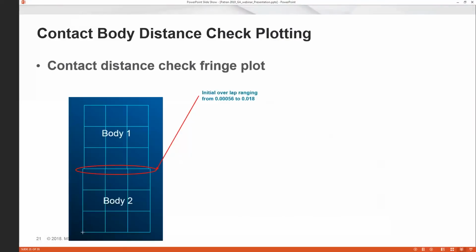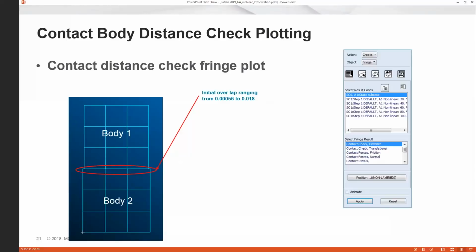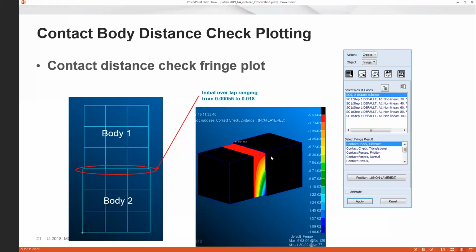Next is the contact body distance check plotting. So you can plot this using fringe plot. So for example here, we have the initial overlap ranging from 5.6e-4 to 1.8e-2. And you can go to create fringe and select your static subcase and then select contact check distance. And you will see the fringe plot over here for the contact body distance check. And positive usually means that you have the overlap, and negative value usually means you don't have the overlap.